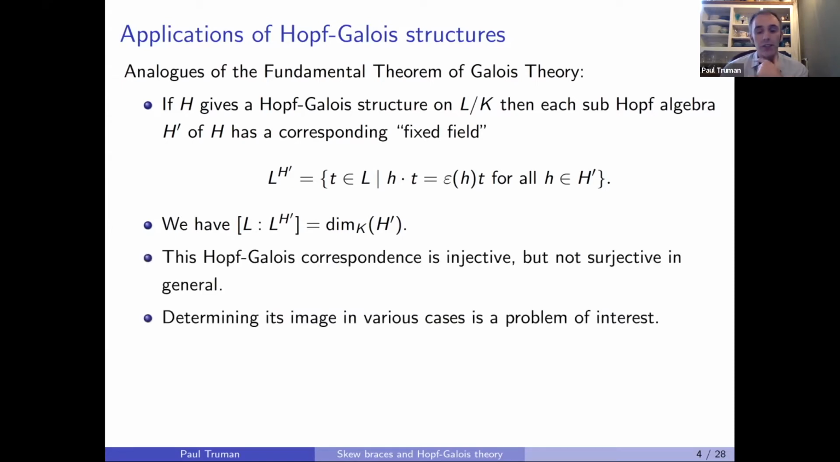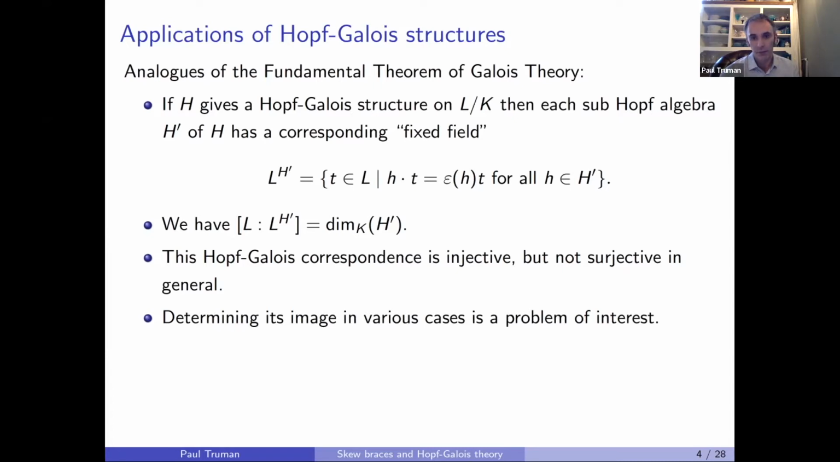What isn't always true is that this correspondence is usually not surjective. This correspondence usually doesn't pick up all of the intermediate fields. If I start with a sub-Hopf algebra, I get an intermediate field, but I shouldn't usually expect to get them all. And it's interesting to try to determine the image of this correspondence in various cases.